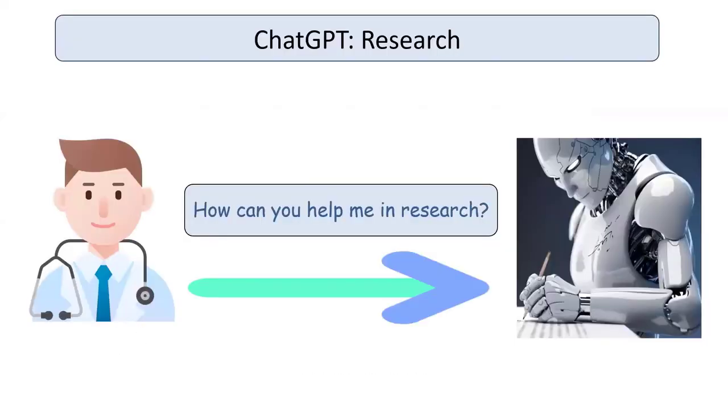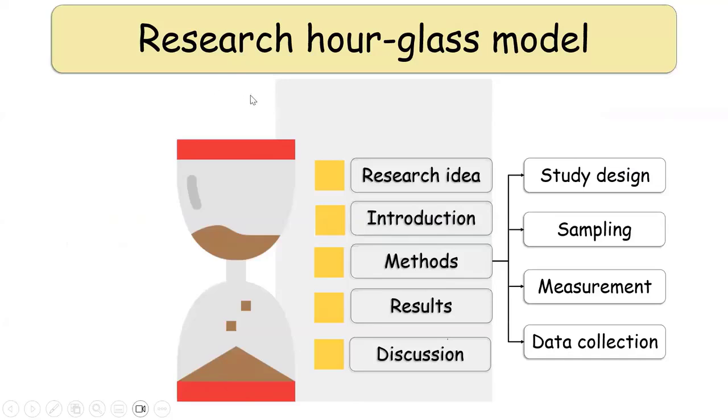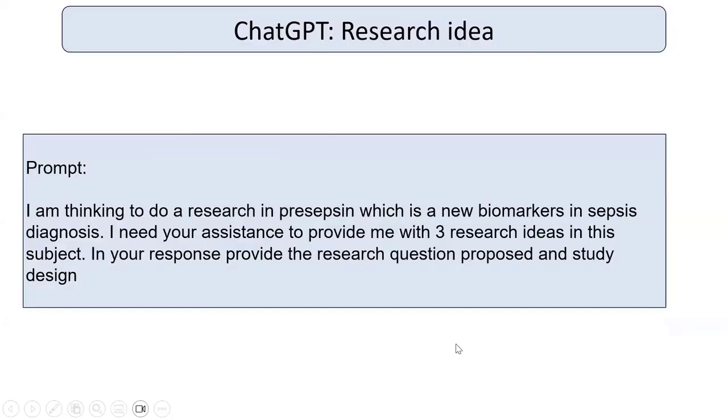This is the first part, how ChatGPT can help us in clinical practice. The second part: how can ChatGPT help me in research? If we start with the concept of research, research starts with the research idea, the introduction, and the methodology. The methodology should mention the study design, sampling, measurement and data collection, then results and discussion. And ChatGPT can help you in all these stages of the research.